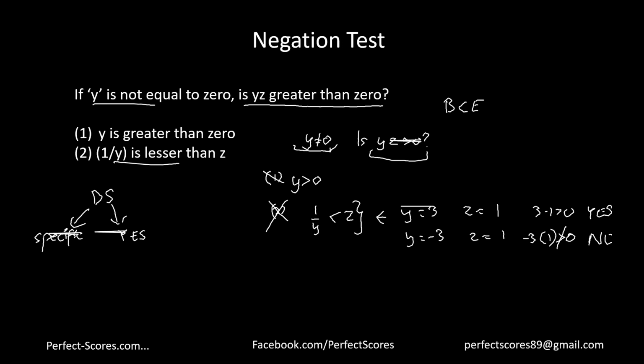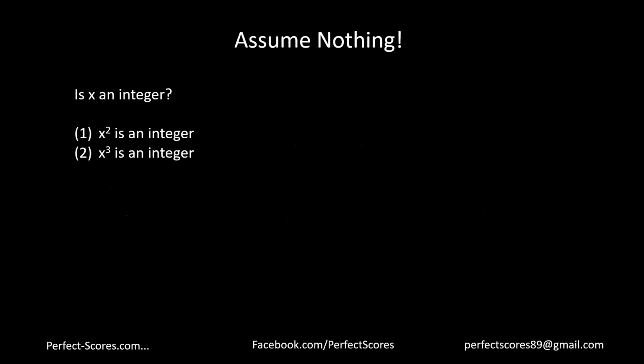Okay, so the next commandment is: assume nothing from your side. Do not assume anything from your end. So if you look at this question, the question says, is x an integer? So the question is basically asking, is x an integer? That's what the question is asking you, right? First statement says x squared is an integer.